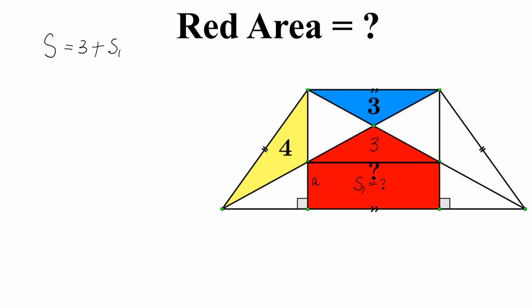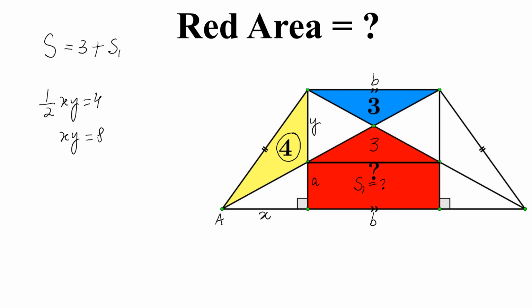Let this be A and this be B, and this length is X and this length is Y. This length will also be B. Look at this yellow triangle. The area of the yellow triangle is 4, so we can write half of xy equal to 4, and from here we can write xy equal to 8.